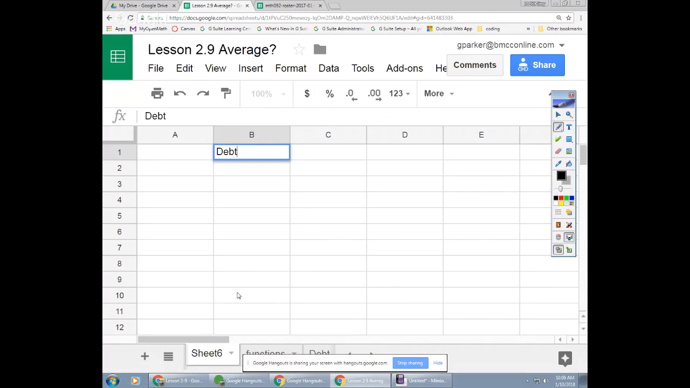I'm going to come up with 5 debts for different students. I'm going to have student number 1, 2, 3, 4, and 5. For sure, I know the middle student has to have a debt of 47 because that's the median. So over here, I'm just going to put a line to calculate the average.